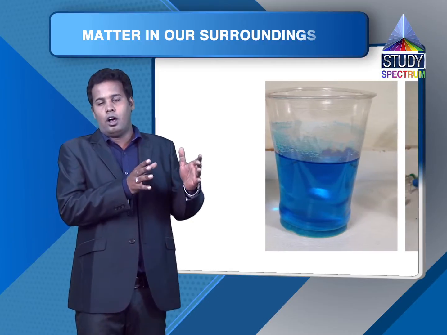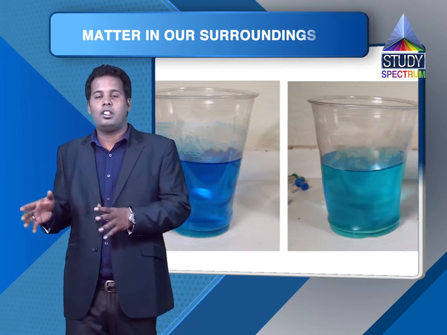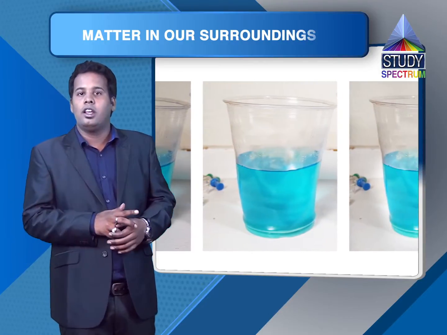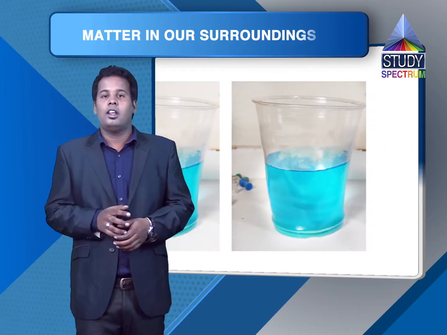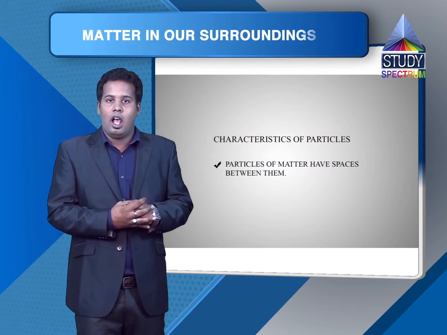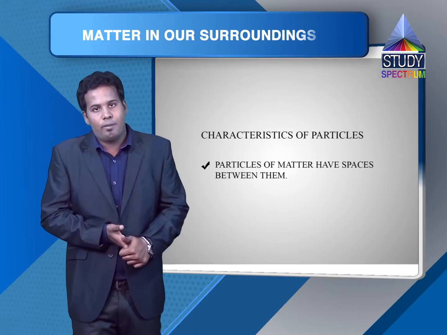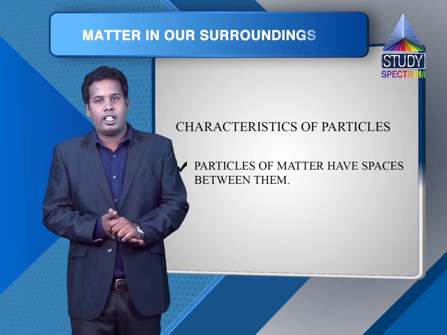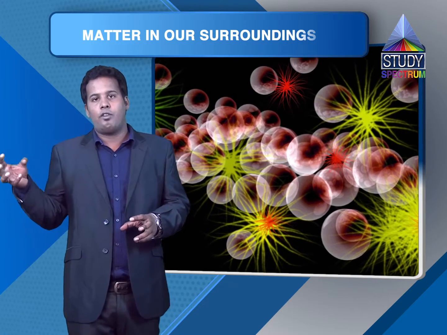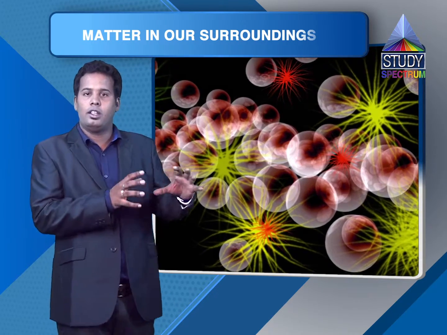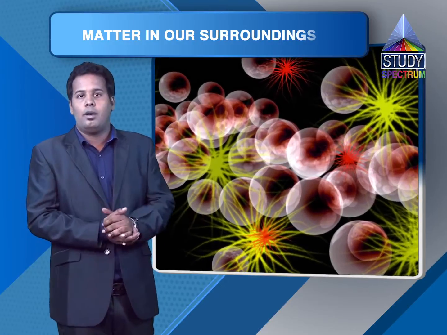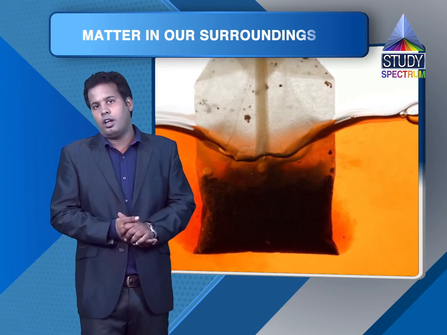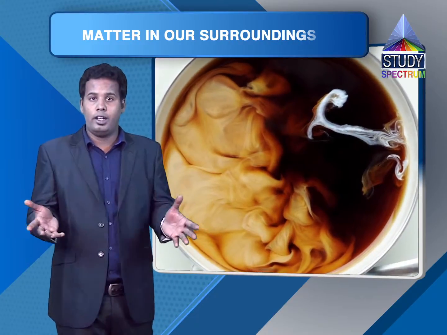We keep on diluting the solution and we see that the color has faded, but still we can see the color. And if we can see the color, the particles are present. Correct? And we have talked about characteristics of particles also. Particles have space between them. That is why particles of one type of matter get into the space between the particles of the other type of matter, for example, dissolution of tea into water, coffee into milk, or lemonade into water.